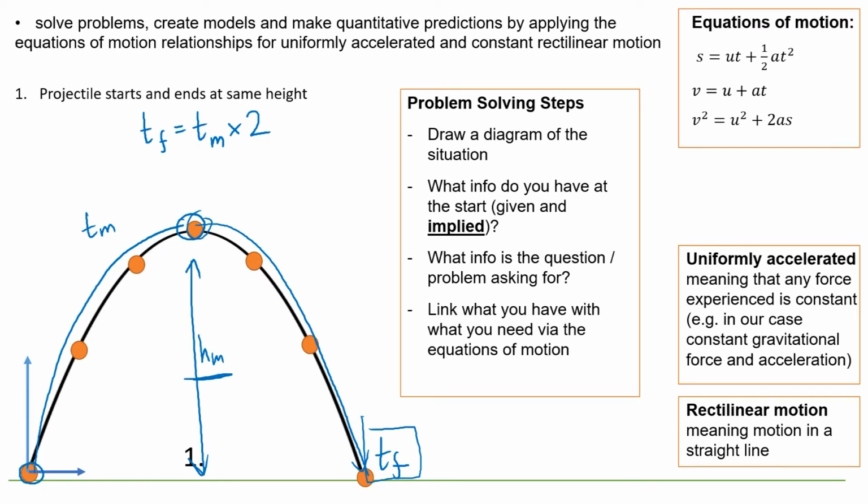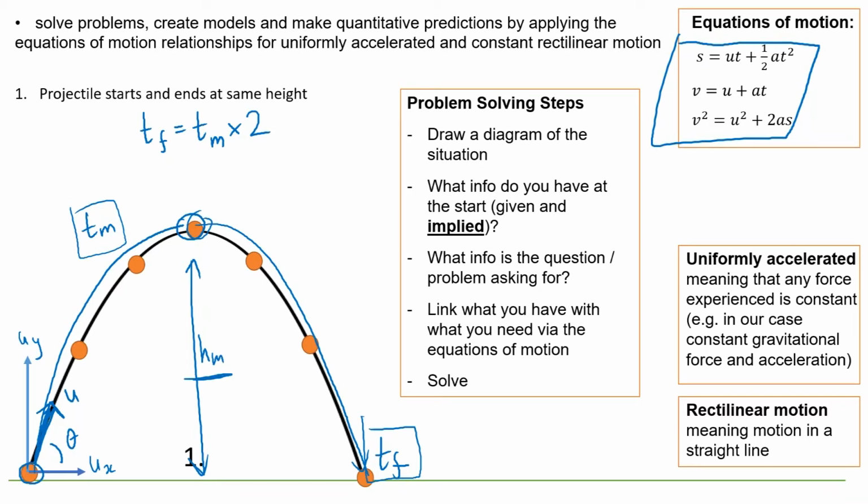The next point is to link what you have with what you need via the equations of motion. Once you have values for certain things, so for example, you might have ux, you might have uy, the initial starting velocity in the x and y direction, or even just u together with an angle. These are all starting points, but you need to link it via the equations of motion. So you will link this to whatever you are looking for. And at the end, once you have that link, it's a matter of solving the equation.